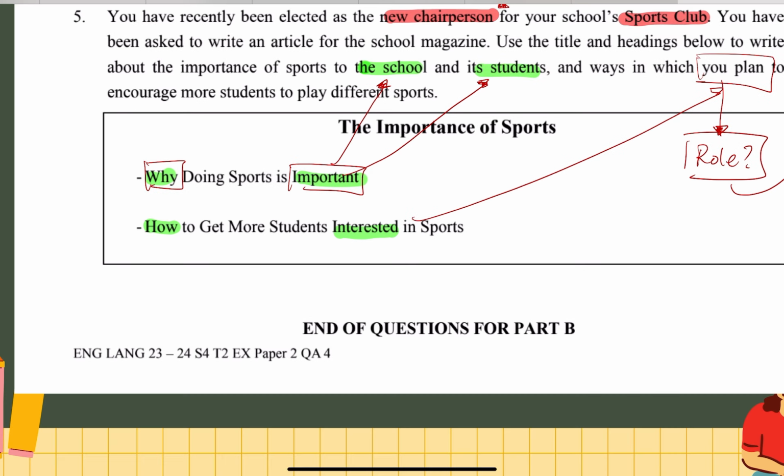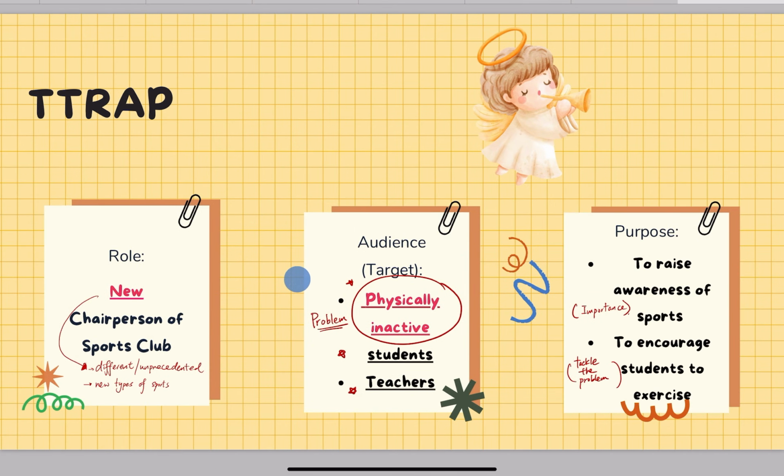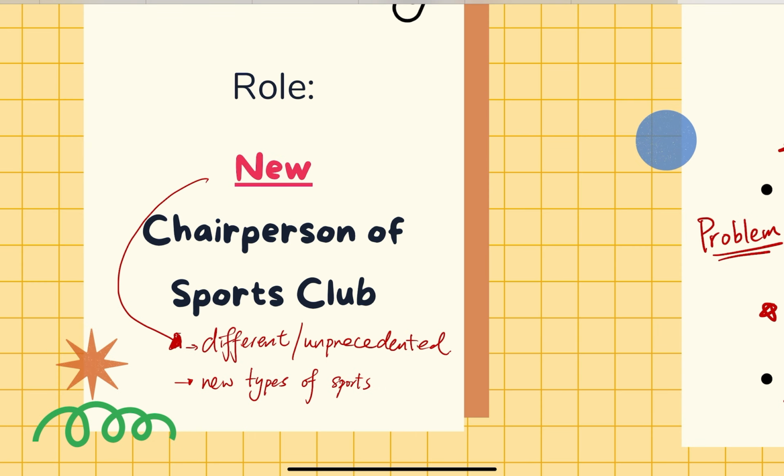So firstly, as you can see, our role, who we are: the new chairperson of sports club. So it's new, so you can think of something different. You have something that has never been done before because you're the new chairperson, like new types of sports.